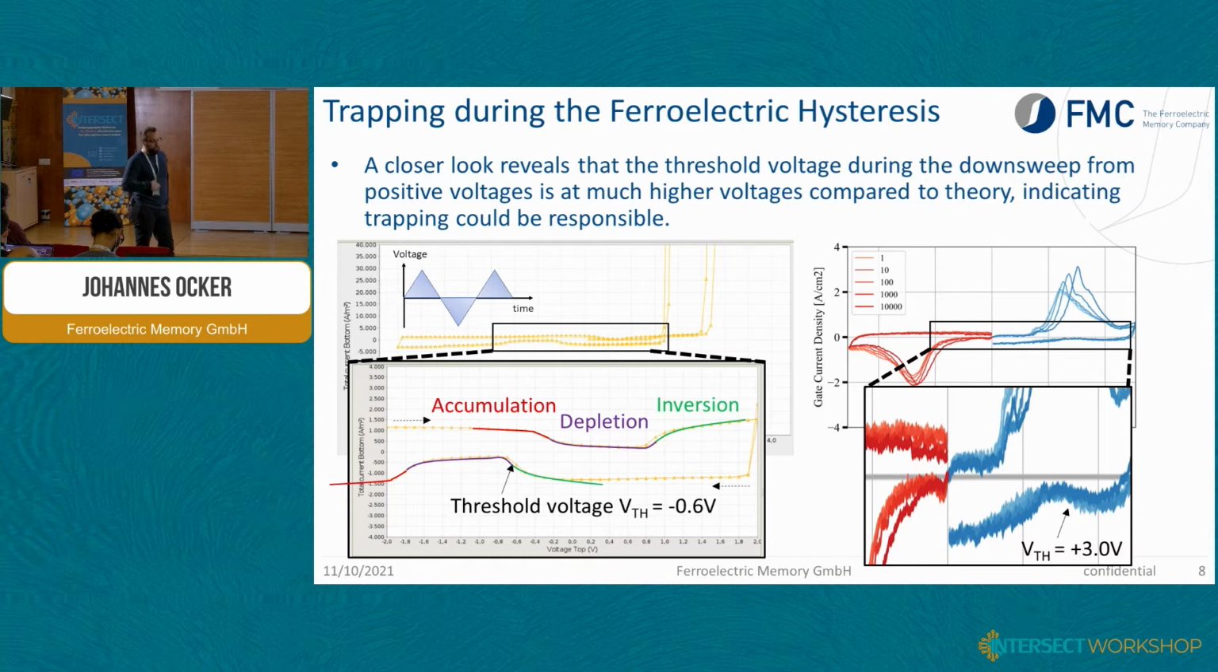Usually if the threshold voltage is very high in a transistor, that means there are some traps in there or some charged electrons are in the stack. And so during this upsweep where the polarization was switching, we also trap electrons in the stack, and this shifts up the threshold voltage of the transistor to a very high voltage.